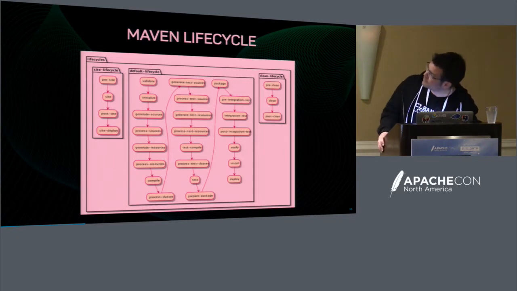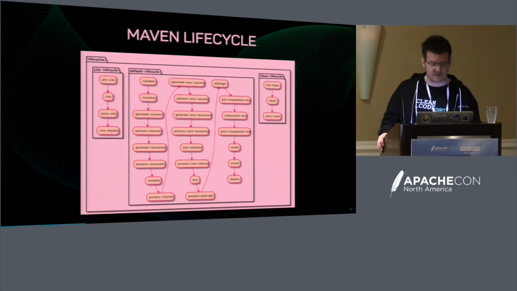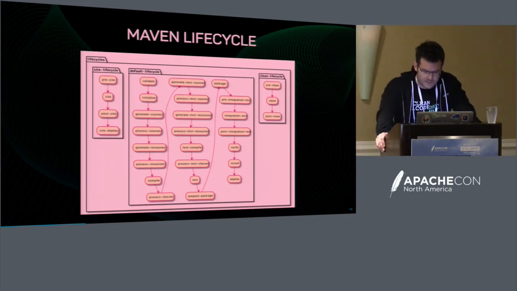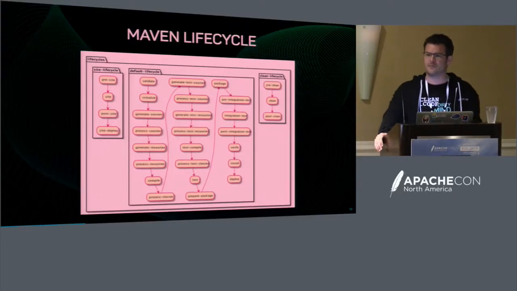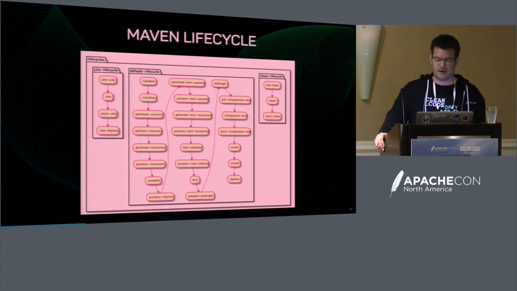Can you read it? Yeah, so you can see that if I, for example, say I'd like to run test, I know that it's going to go through validate, initialize, generate sources, process sources, and all these steps up to test, and including test. But it doesn't mean these are offers that Maven provides.